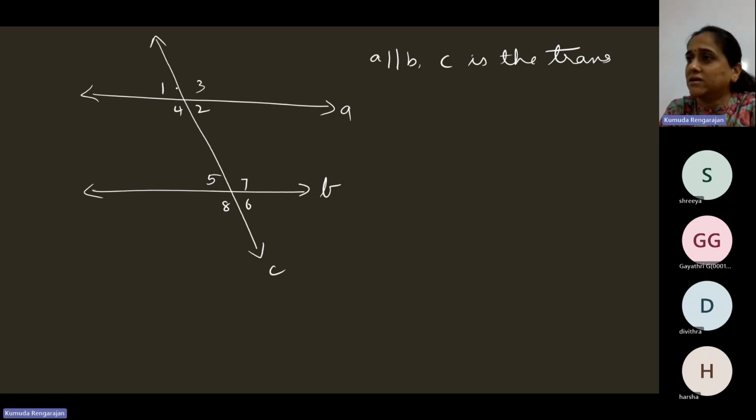Here the lines are parallel. 1 is equal to 2. 3 is equal to 4. Correct? Vertically opposite angles are always equal.